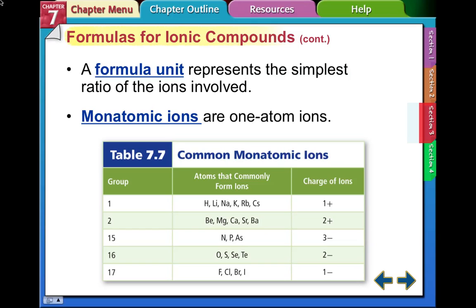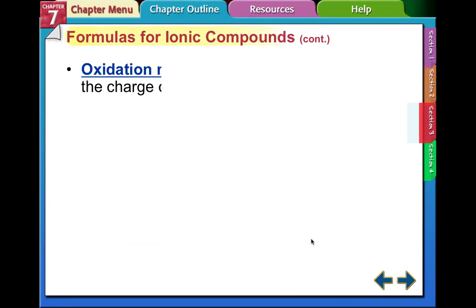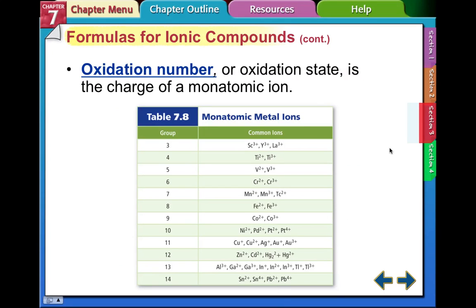Mono means one, so monatomic ions are one-atom ions, such as the ones in the periodic table. Remember, everything in group 1 has a +1 charge, and you've written these on the top of your periodic table. Everything in group 2 has a +2, everything in group 15 has a -3, and so on. We call those numbers that we wrote on the top of your periodic table oxidation numbers or oxidation states. This is the charge of the monatomic ion.